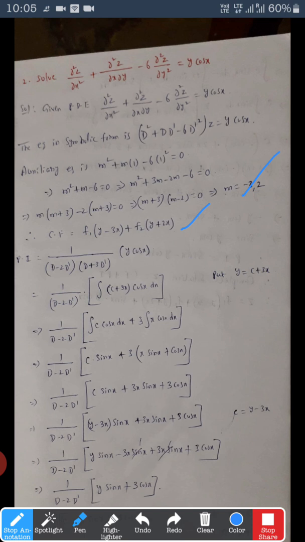For finding PI, first I am considering this factor D plus 3D dash. In these two factors, first I am considering D plus 3D dash. That's why y becomes c plus 3x. That means in this function, replace y by c plus 3x and then integrate c plus 3x into cos x dx. So after all the integration, we get this much.